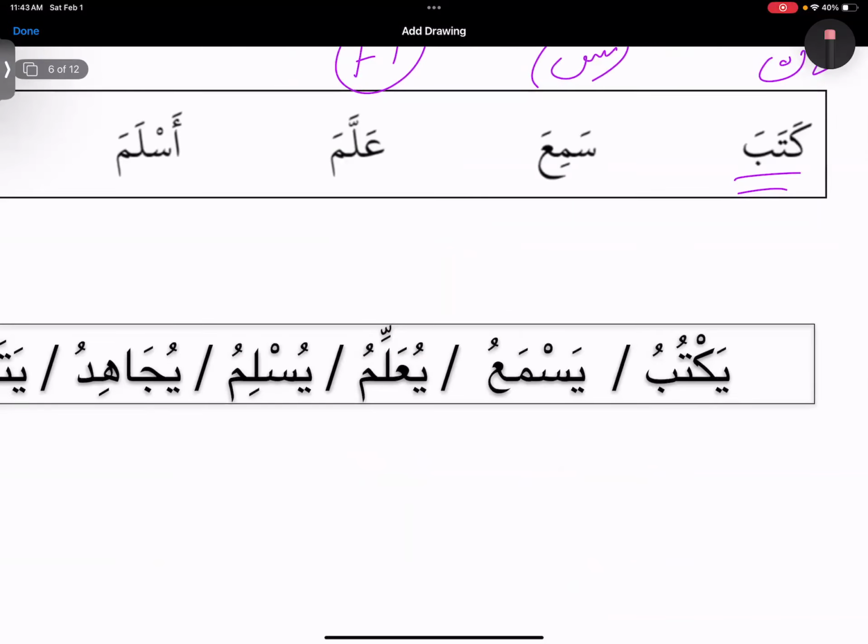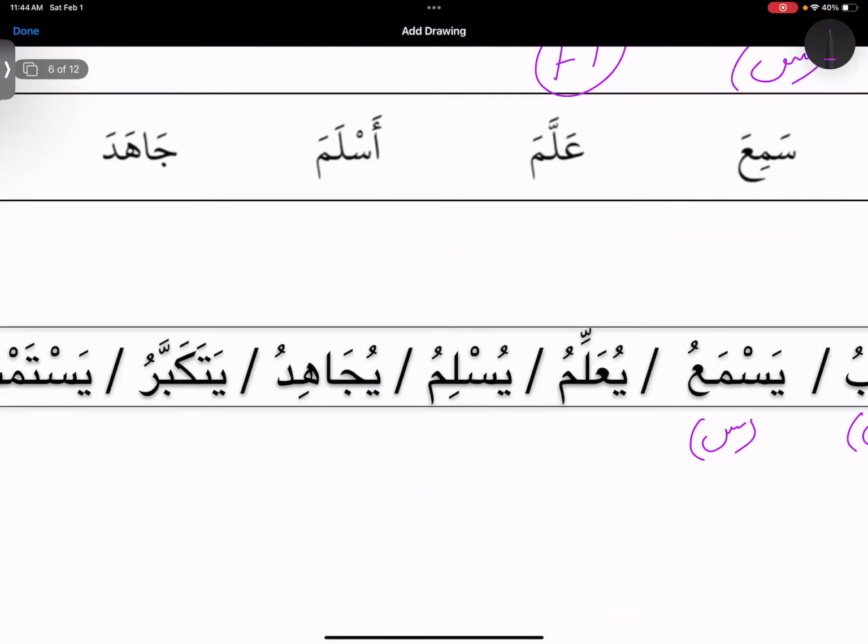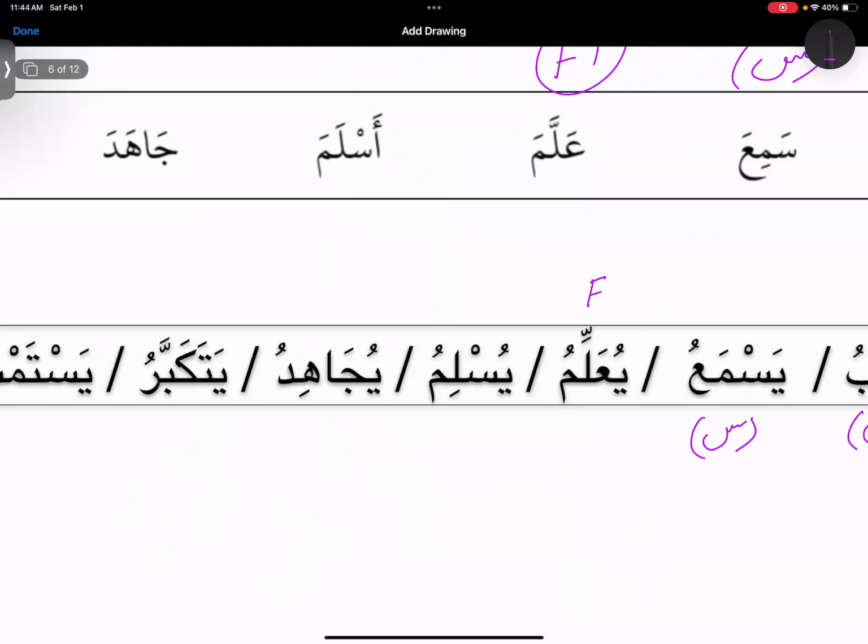So kataba yaktubu, what bab is it? Bab nasara. Samia yasma'u, bab Samia. Allama yu'allimu doesn't belong to family one, which is why it doesn't have any bab. That is called family two, because of the shadda, the mazid fihi. So that is basically family two.